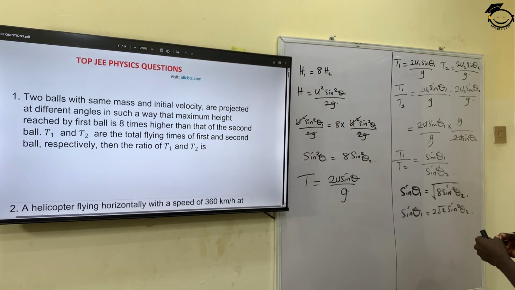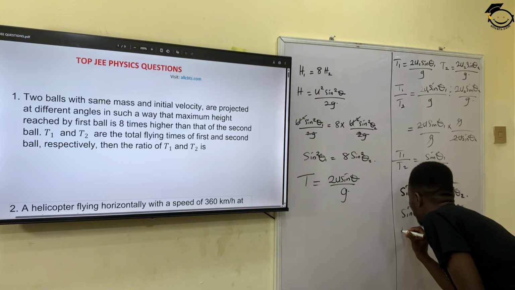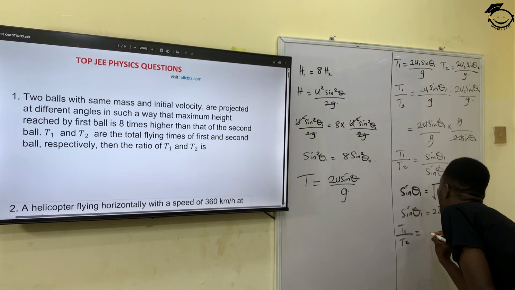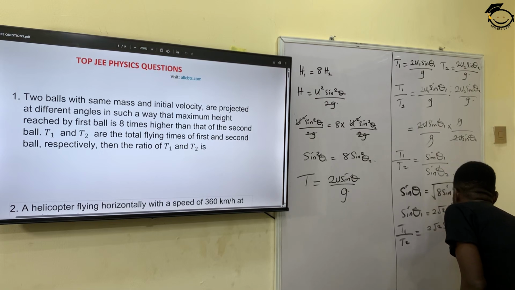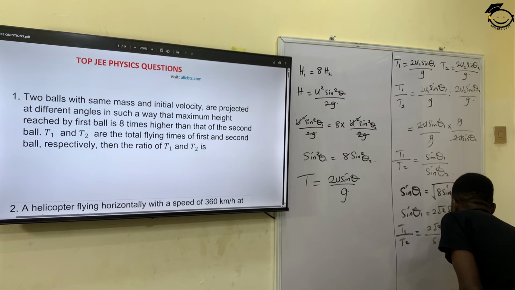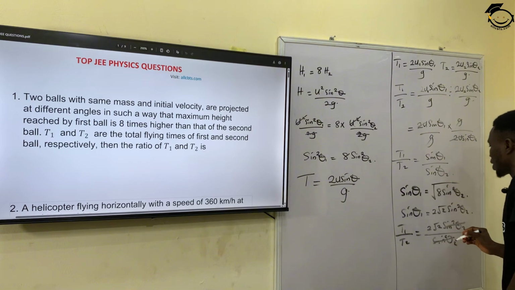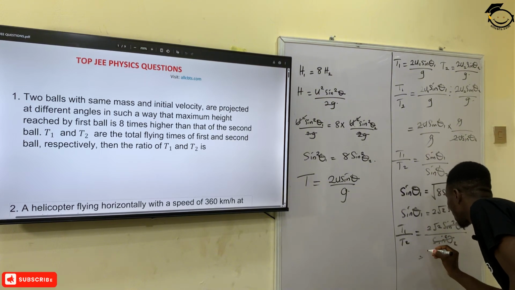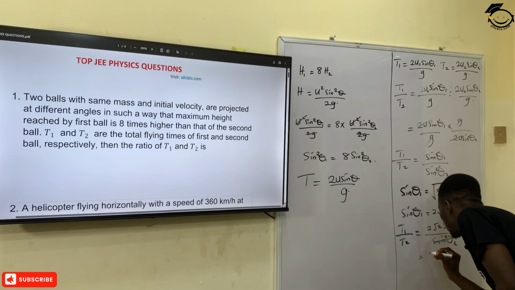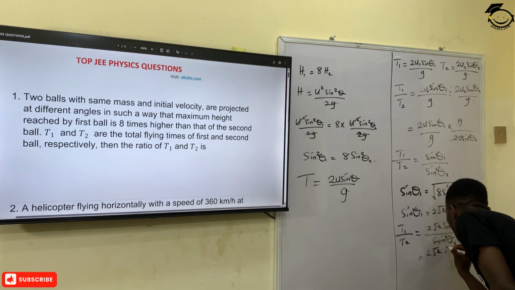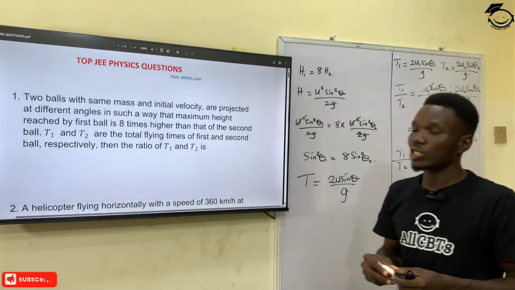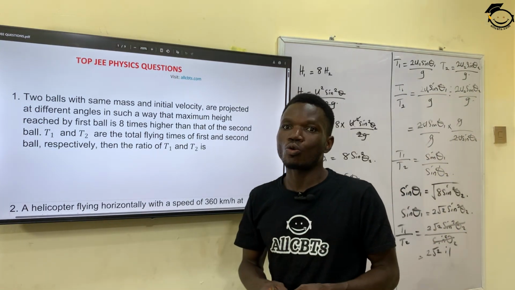So if I substitute this, it means that T1 over T2 is 2 root 2 sine theta 2 over sine theta 2. So sine theta 2 can cancel out sine theta 2. This means that my T1 ratio T2 is 2 root 2 ratio 1. So the final answer to this question is 2 root 2 ratio 1.